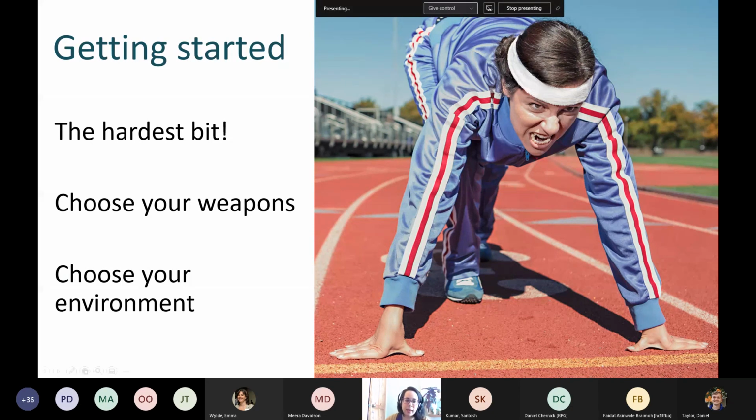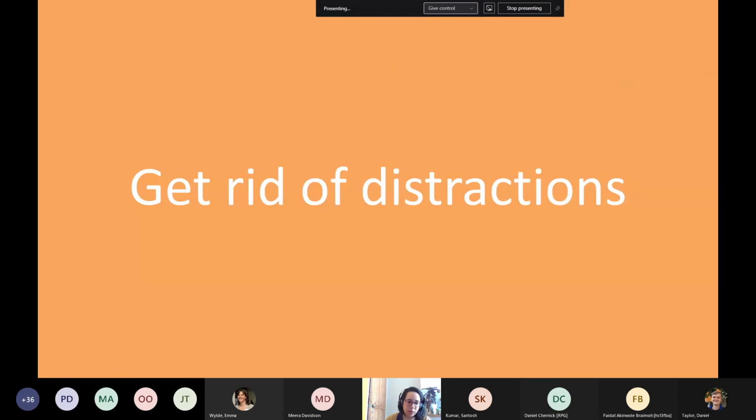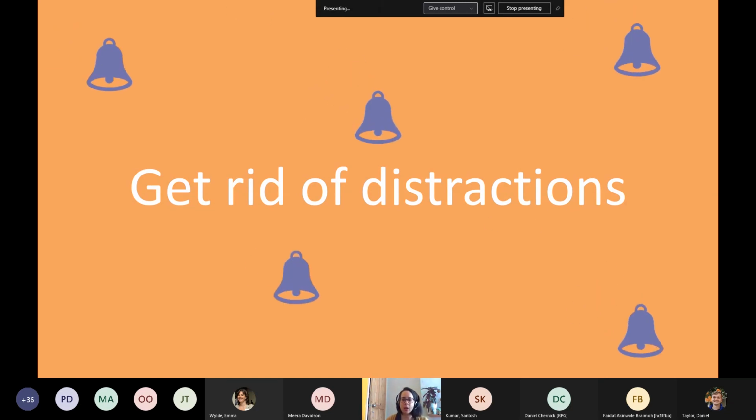So that leads on to my next thing. The thing you need to do to get started is to really get rid of distractions. So on our computers, on our phones, there's always these distractions. So if you're on your laptop, switch off your email, turn off all the notifications, set your Teams to do not disturb, shut down your internet windows, just shut down everything. Because as soon as you get distracted, it can take up to 20 minutes to refocus.